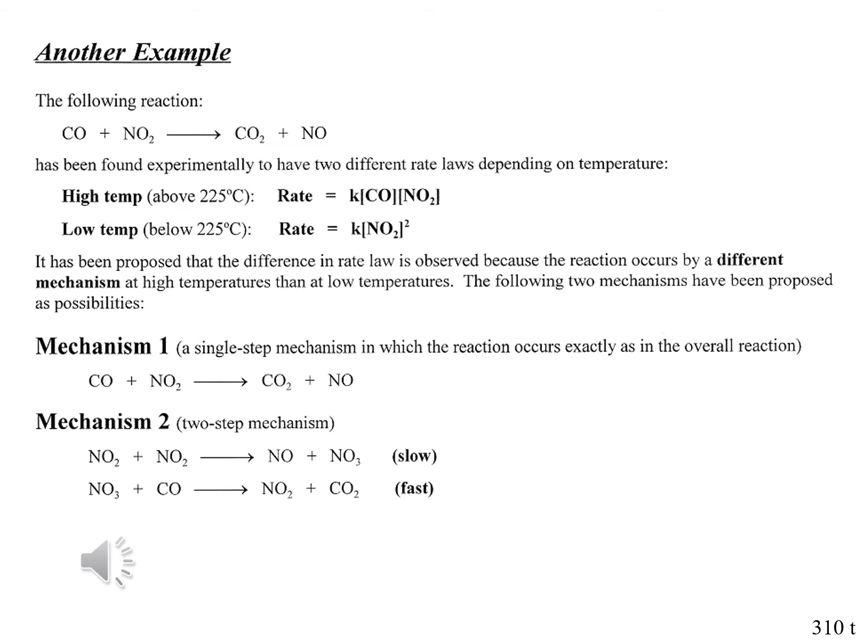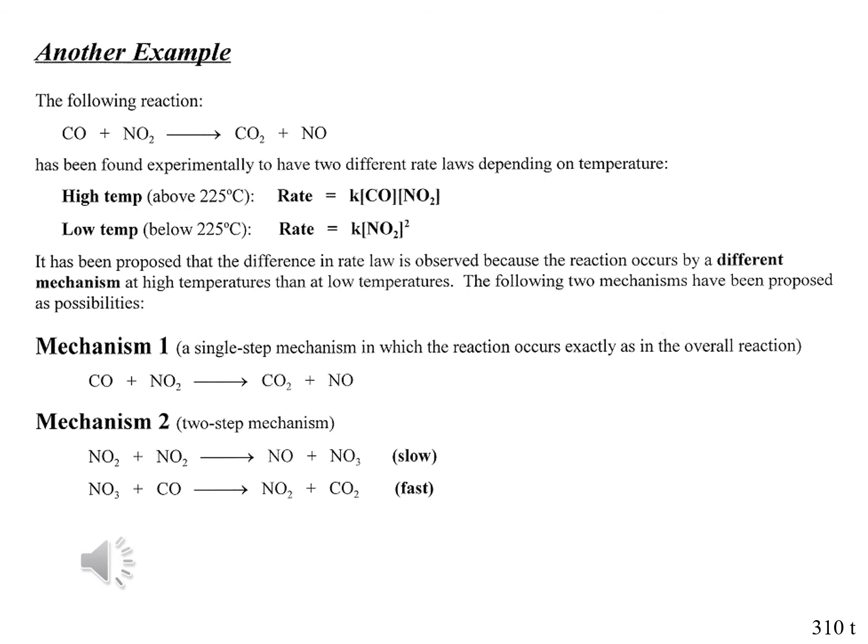For Mechanism 2, they proposed that NO2 molecules could collide with each other and first trade an oxygen. The NO3 that's formed, we know from chemical studies, is extremely reactive. You can't even isolate it as a pure compound. So if it does form, it would immediately react with a molecule of CO to give you the product CO2. And the first step would definitely be the slow one, because NO2 molecules are stable and they don't want to trade an oxygen.